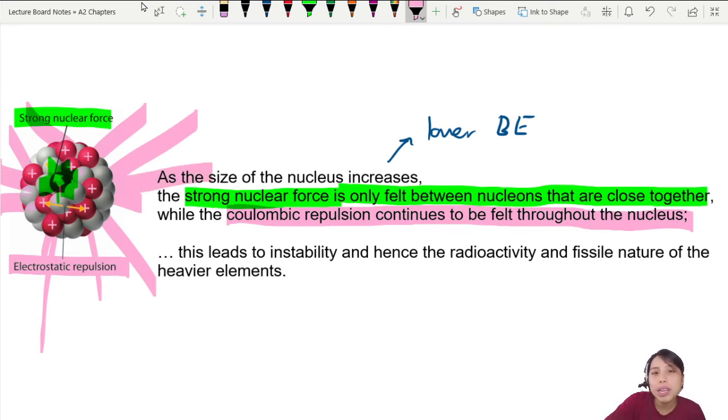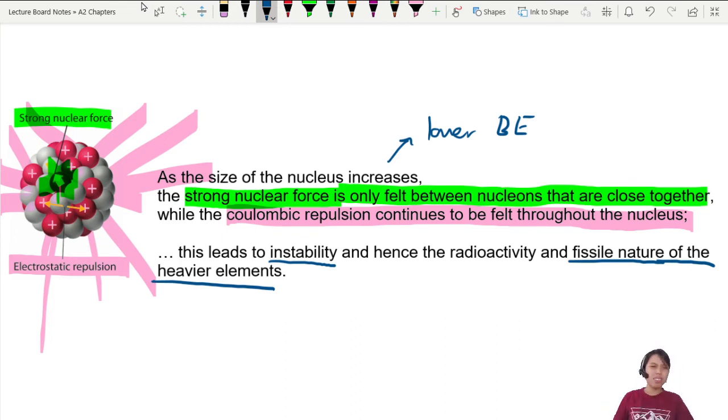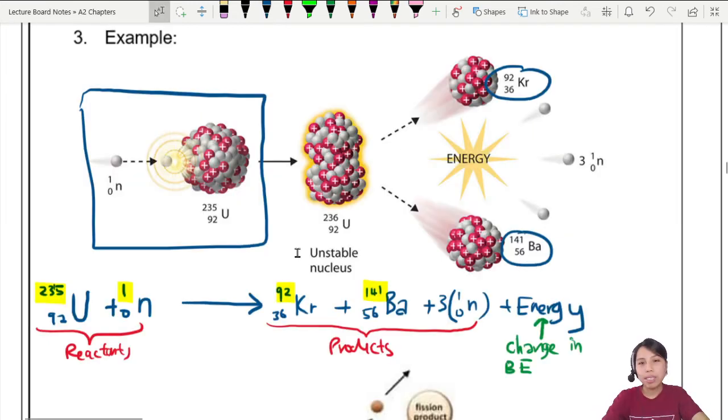Okay, so the bigger you are, the more unstable, and you have a very fissile nature for heavier elements. So a lot of heavier elements on the periodic table have radioactivity; they will break down, they're not very stable, for this reason, because they are big. One use of this fission process that we see a lot is in nuclear reactors, when we're trying to use the energy created.